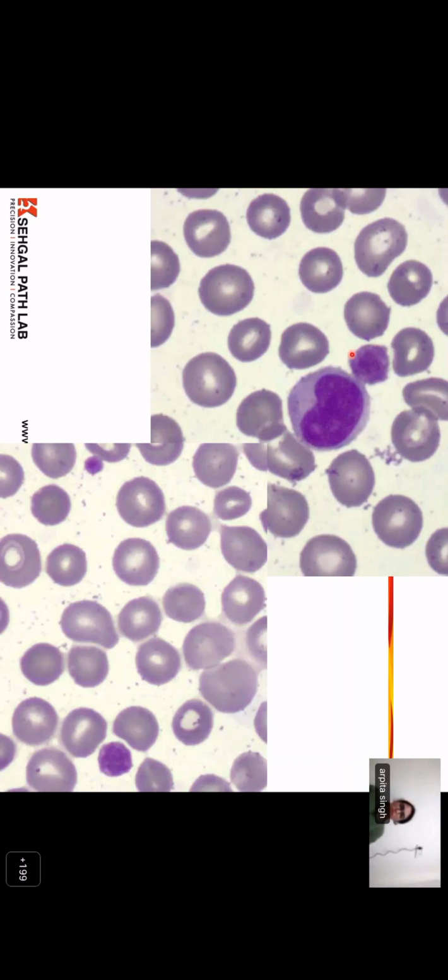Now, can you tell me, is this a normal size platelet, medium, or giant platelet? What according to you are these two platelets? Is this the size of a normal RBC? Almost close to the size. Can you see there's a smaller platelet over here?